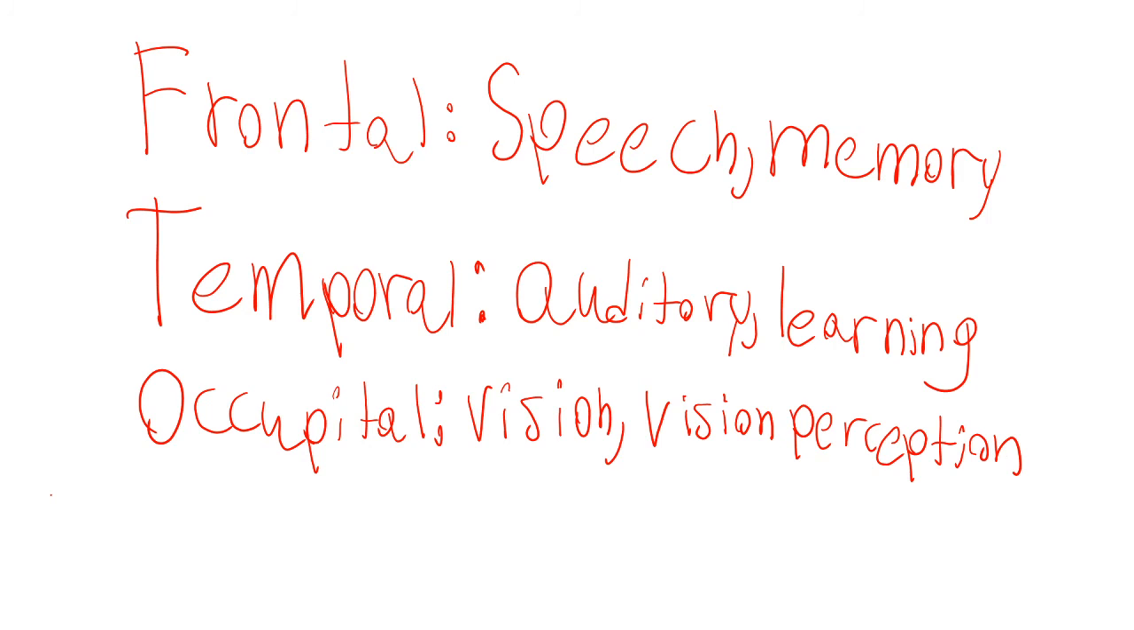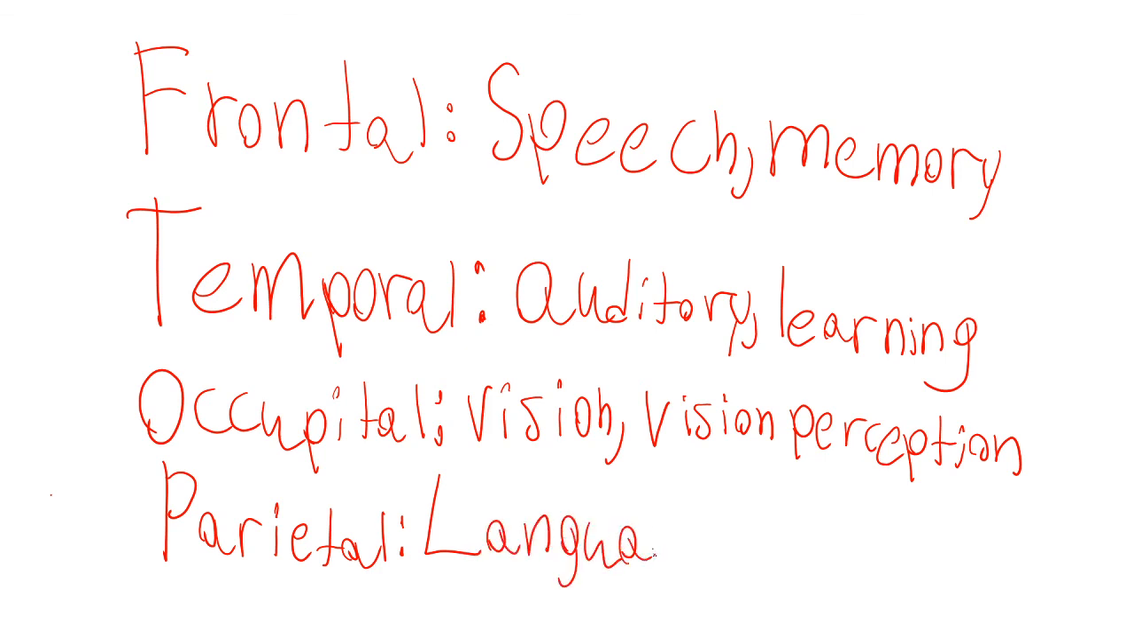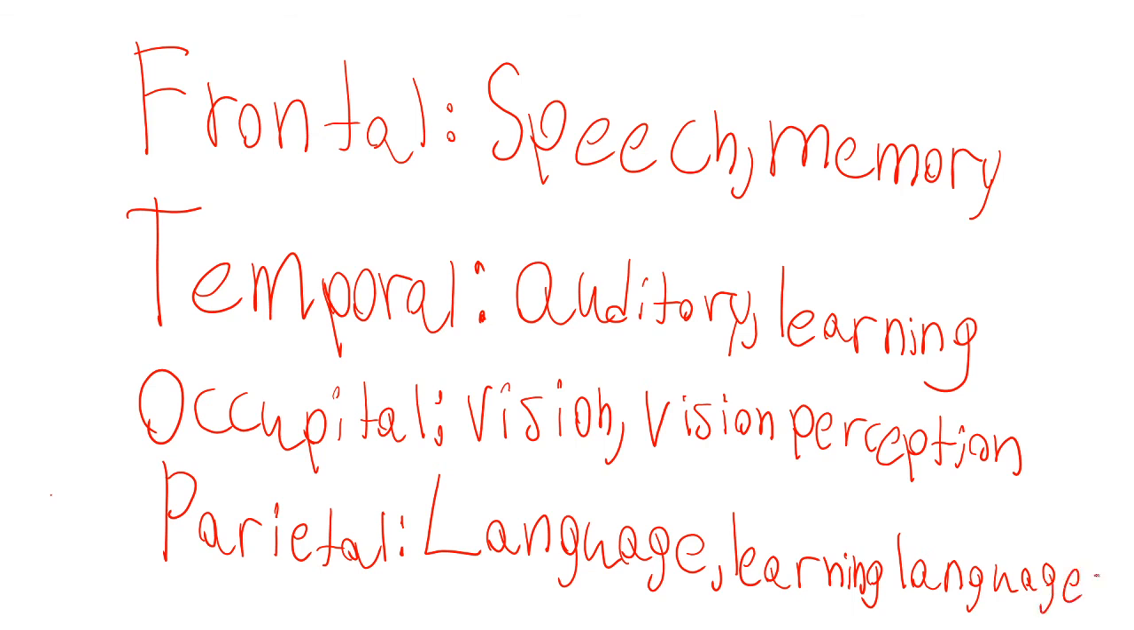Now let's go over to the parietal lobe. The parietal lobe, as we talked about, is associated with language. So essentially remembering your languages is all associated with the parietal lobe.